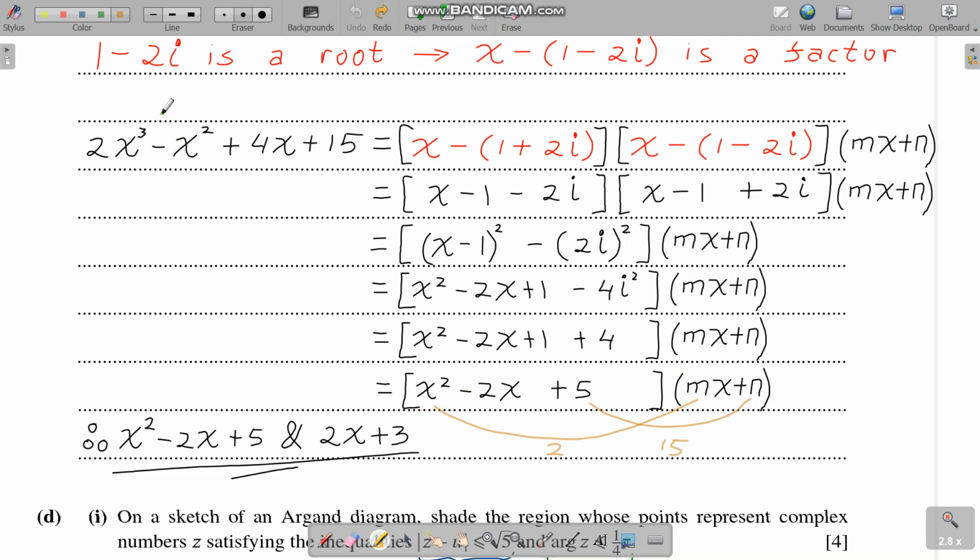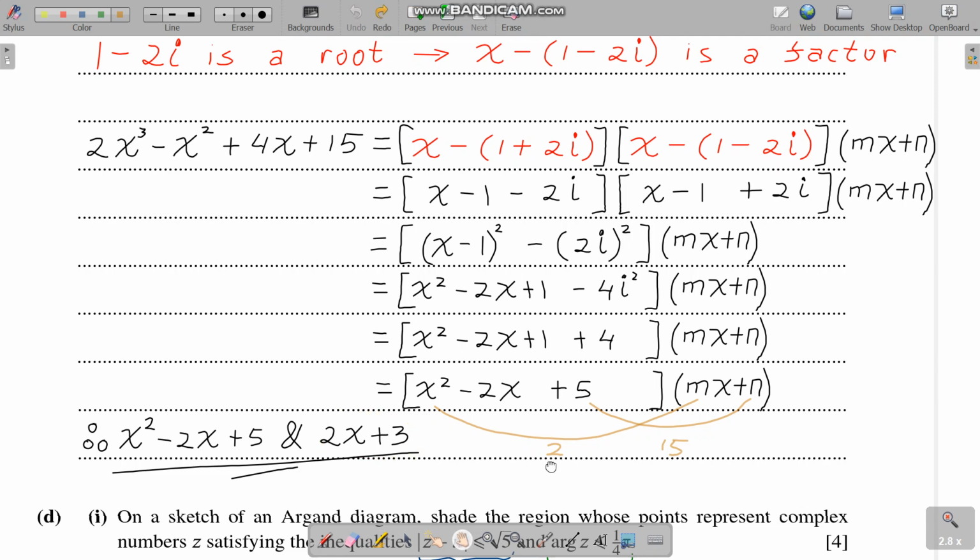And if we analyze the constant term here, the 15, the only way to get 15 is when we multiply this constant from this quadratic factor times this constant from this linear factor. So 5 times something equals 15. So the n is therefore 3. So that's why we have the m is 2 and the n is 3.